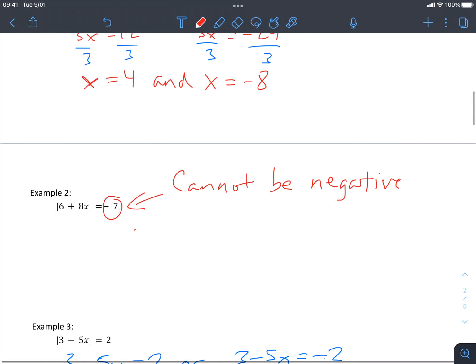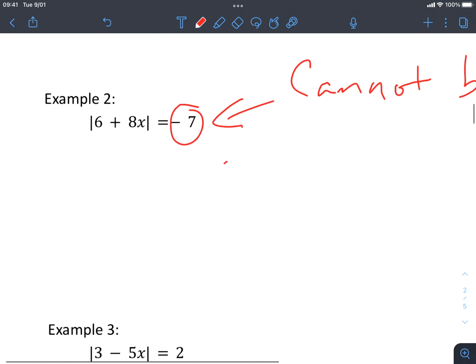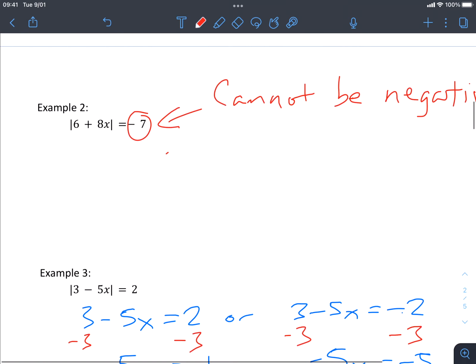The other ones are pretty straightforward. One thing you'll have to notice is whenever you have a situation where I have the absolute value of something is equal to a negative number, like negative 7 in this case, well, whenever I take the absolute value of something, like we said above, it's always going to be positive. So there's never an opportunity where you would take the absolute value of something and get a negative number. Therefore, this cannot be solved. So you would say it's no solution.